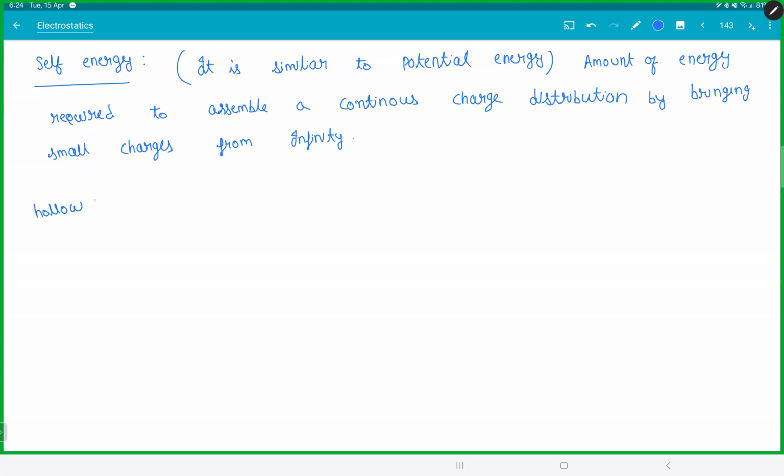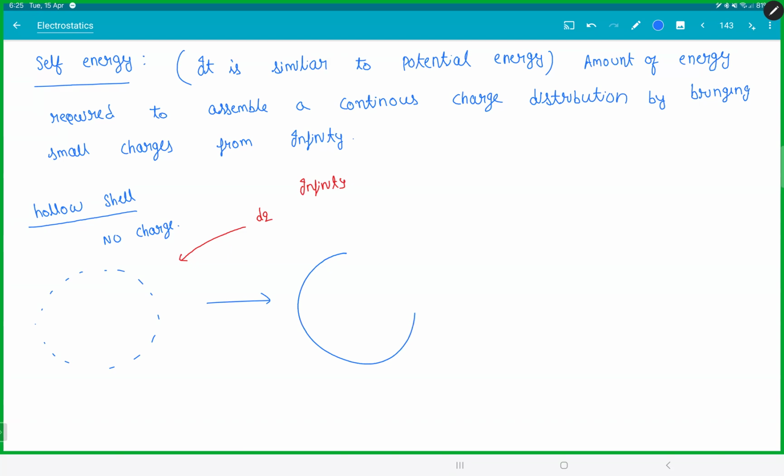Let's say I'm creating a hollow sphere. So initially, I have nothing here. There is no charge. So I wanted to create a shell on this place. So what did you start doing? From infinity, which is very far, you're getting a small dq charge and you're putting it on the surface. You're distributing it on the surface. So you bring dq, dq, dq, and so on. When you bring dq, the charges start accumulating on the surface. Let's say it has acquired q charge. Now you're continuously bringing dq charge. You're bringing again dq.